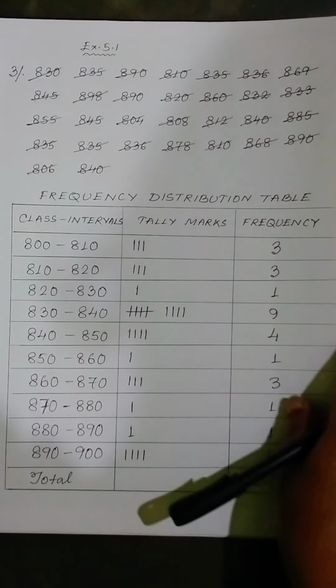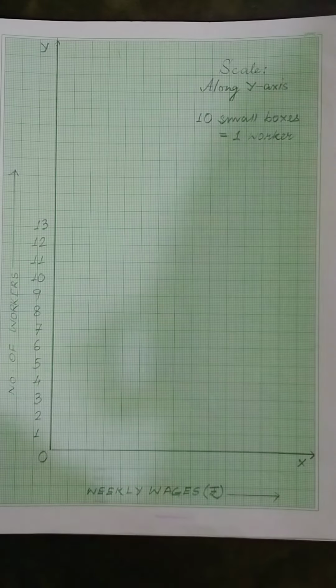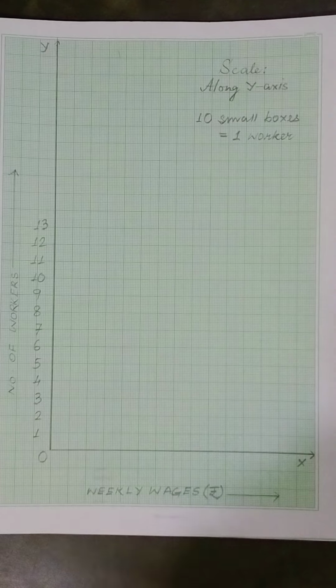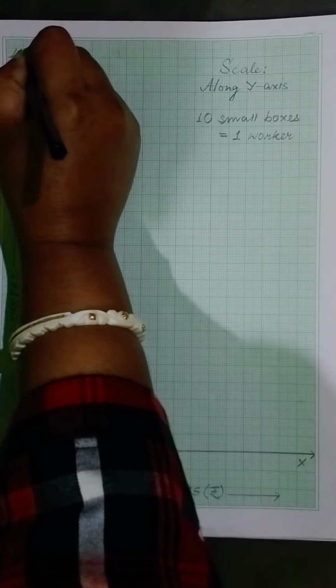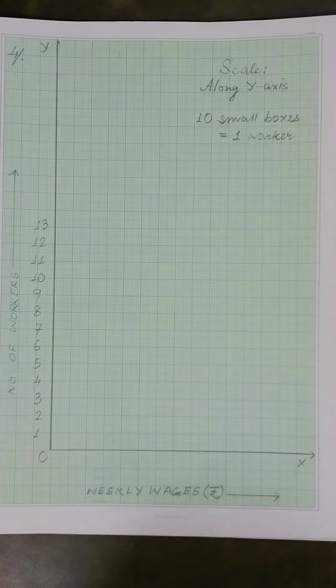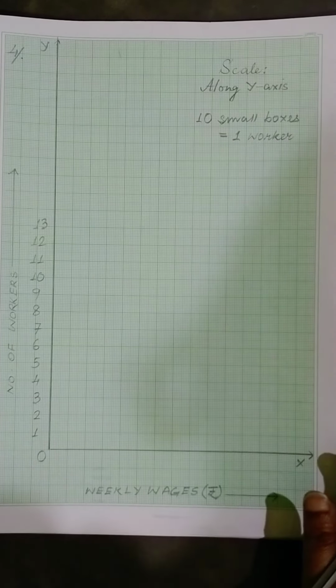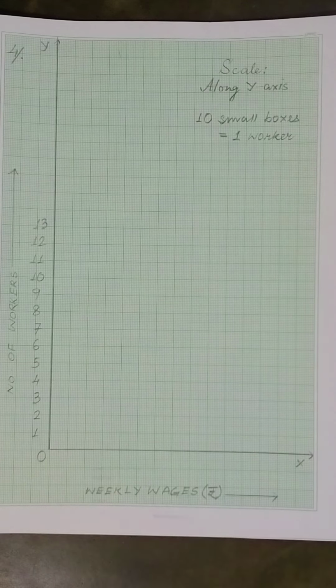Clear? Okay. Now, let me come to the graph. Already I have drawn it. It actually covers question number 4, my dear students. It actually draws the histogram. It is question number 4. If you don't follow the book, it is also okay. Let it be the question and this is the histogram.